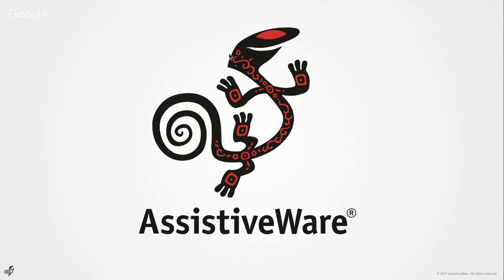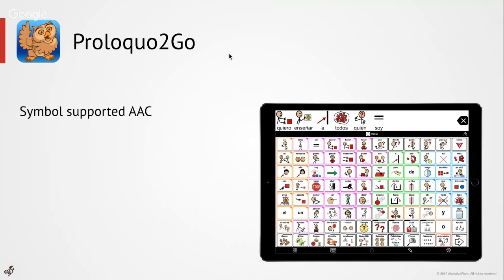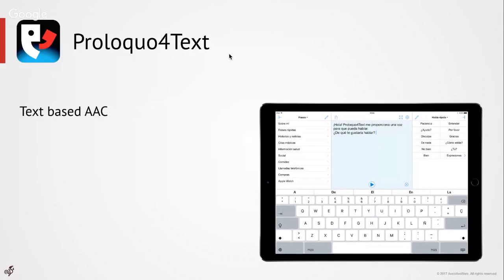So as I said, I work for Assistiveware. Assistiveware is a company that develops AAC solutions and also some AD solutions as well, mostly for iOS and Mac. Some of our products that you may or may not know about are Prologo2Go. It's a simple supported AAC solution that's currently available in English, Spanish, and French, and is fully bilingual in any of those languages. Another of our apps that you may know about is Prologo for Text. It's a text-based AAC. It's very self-descriptive.